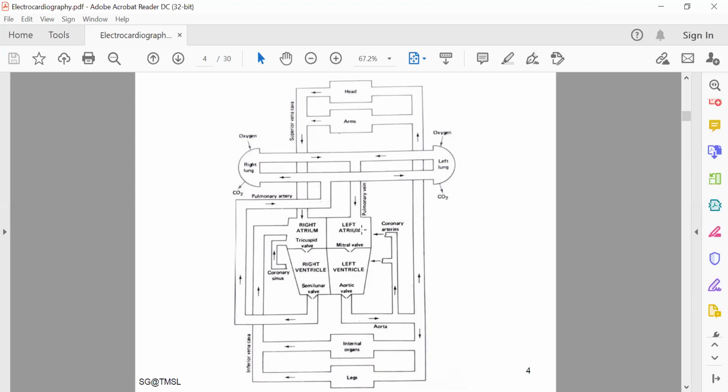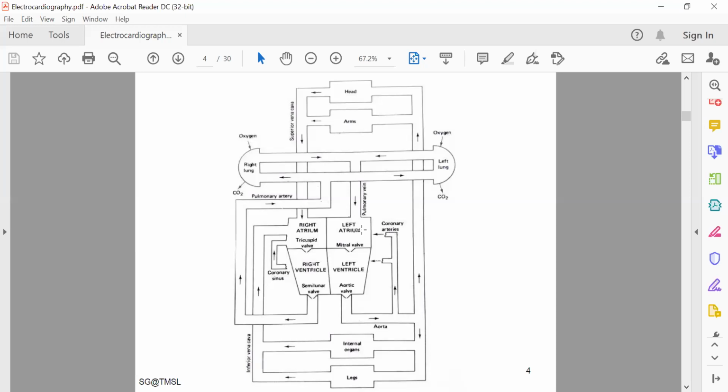When the left ventricular muscles contract, the pressure produced mechanically closes the mitral valve, and the buildup of pressure in the ventricle forces the aortic valve to open, which causes the blood to rush from the ventricle to the aorta. This action takes place synchronously with the right ventricle as it pumps blood into the pulmonary artery.